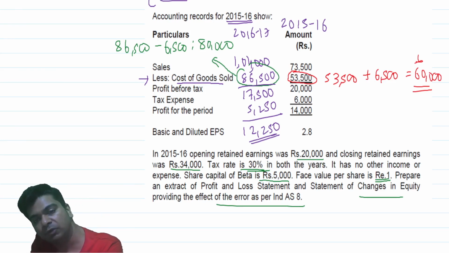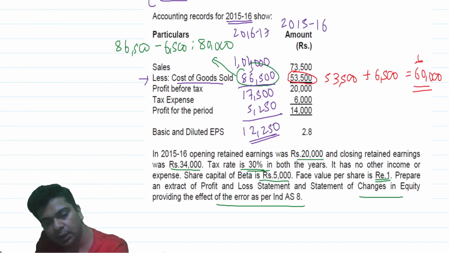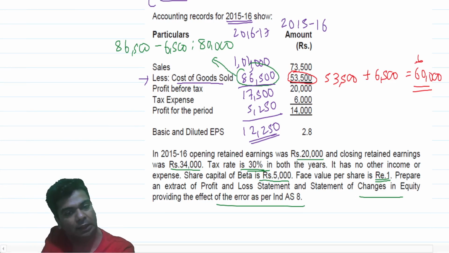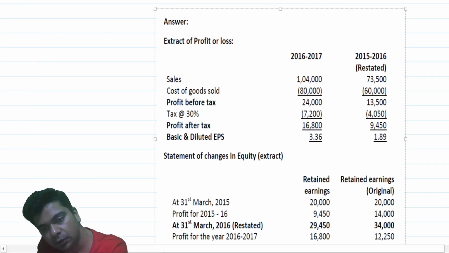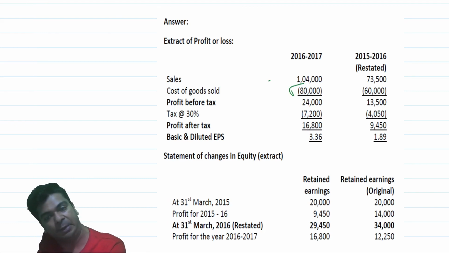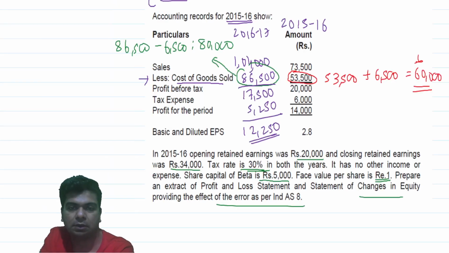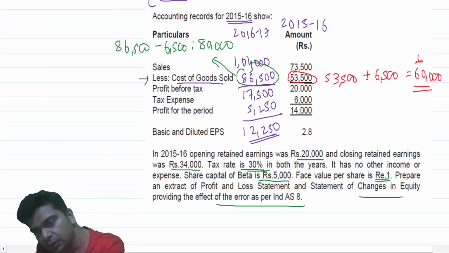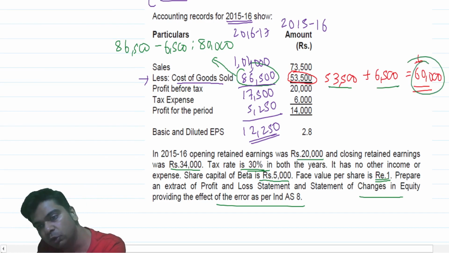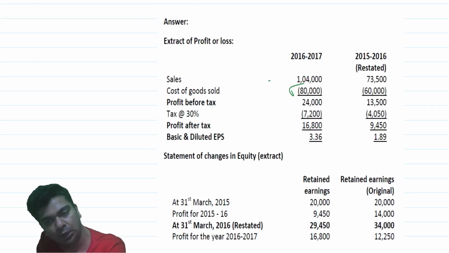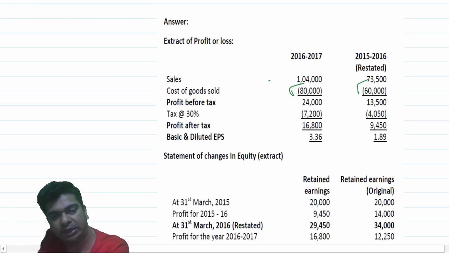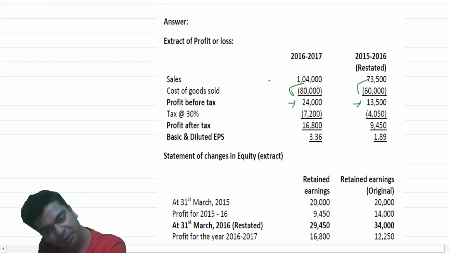These are the figures that you will consider. In the current year, take the cost of goods sold not at 86,500 but at 80,000. Right? I have explained how you got that. And then, just a second. Yes, and here 53,500 plus 6,500, you have to take 60,000. Accordingly, you will get the profit before tax, then multiply by 30%. The rest of the figures don't have to be corrected. You will get it directly.